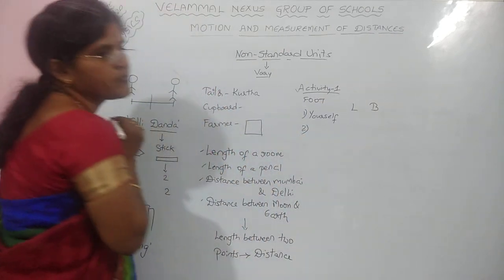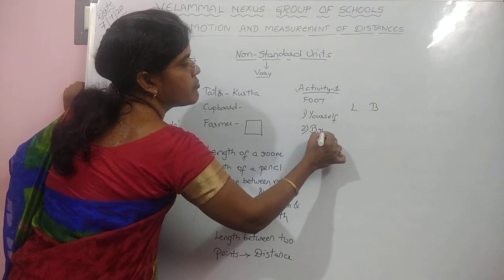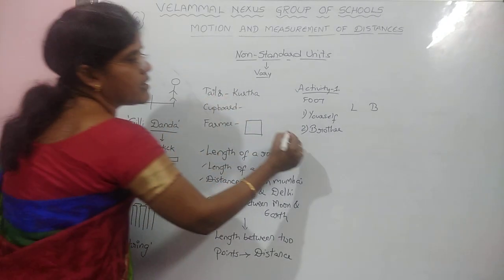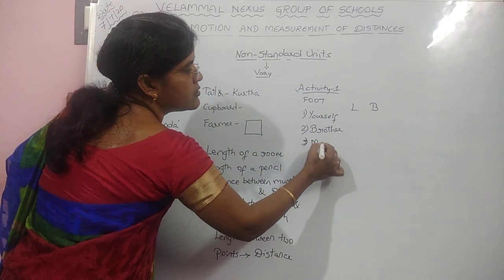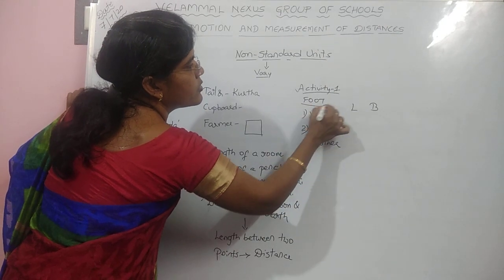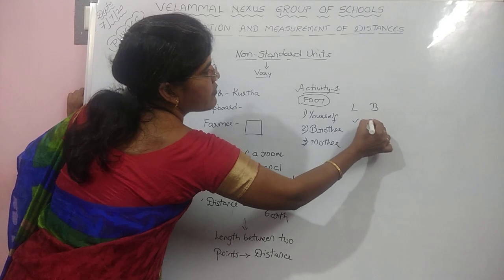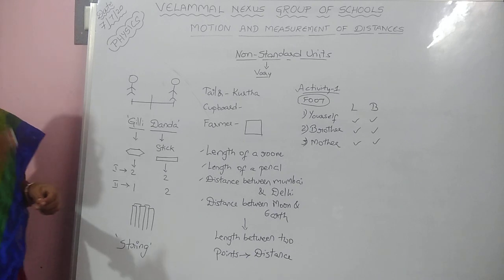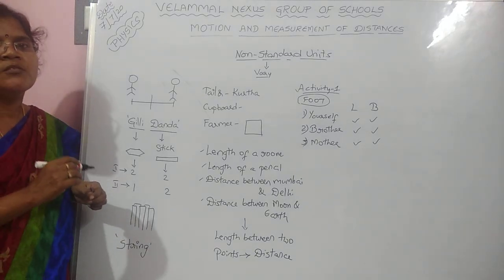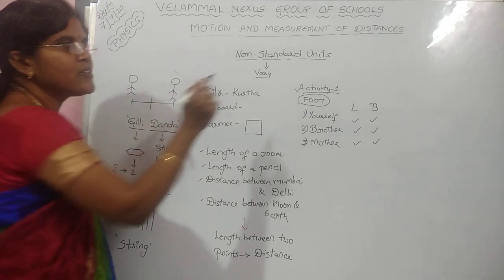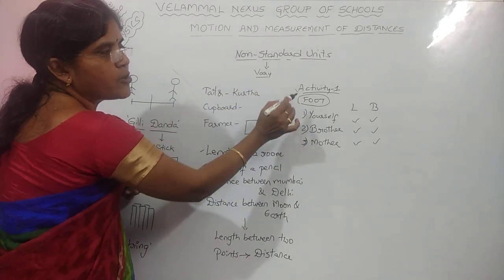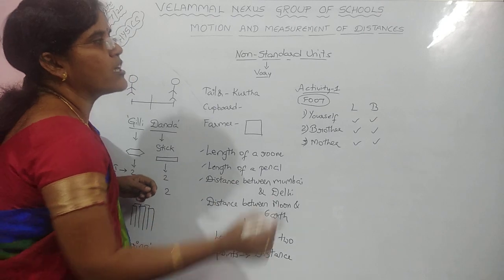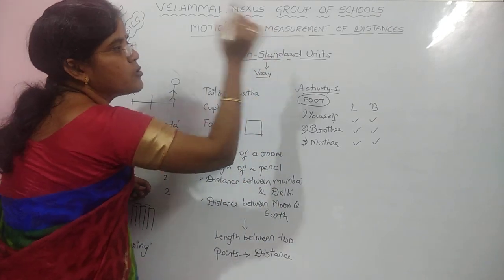Next, ask your brother or sister to find out the length and breadth of the room using foot. Ask your mother to find out the length and breadth of your room using foot. You observe the values in all the cases. Whether all the values are same or not, they will differ, they will vary. That means the length of your foot, of your brother's foot, of your mother's foot will vary. And hence we are calling foot a non-standard unit.